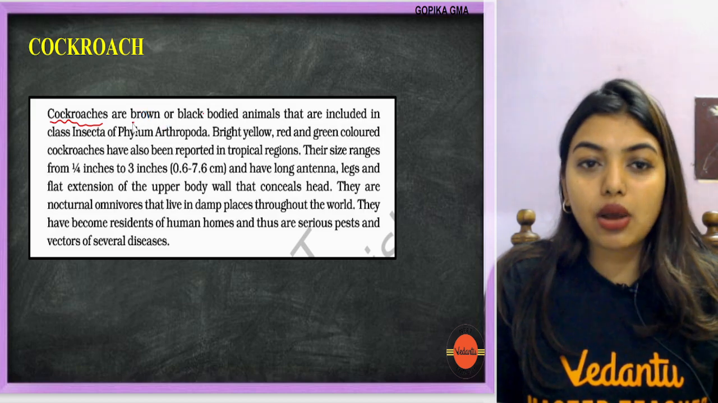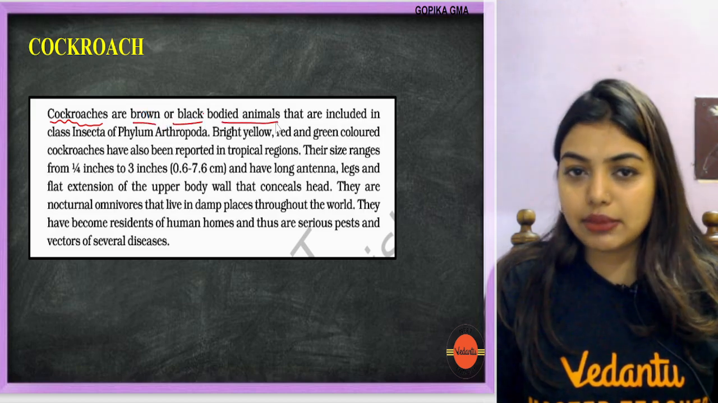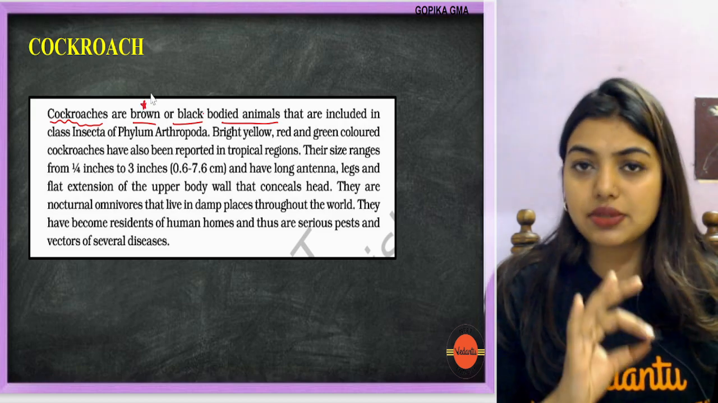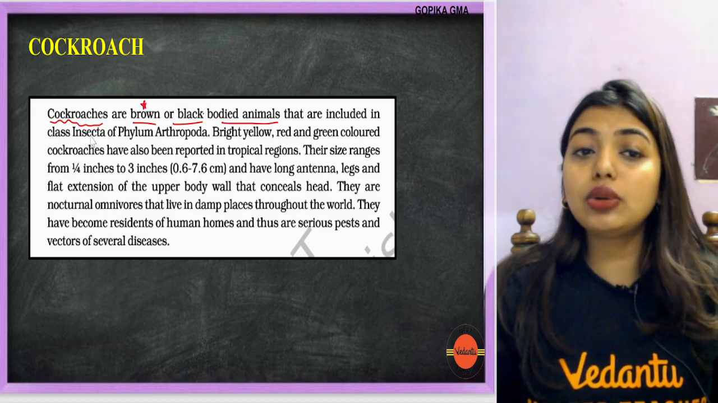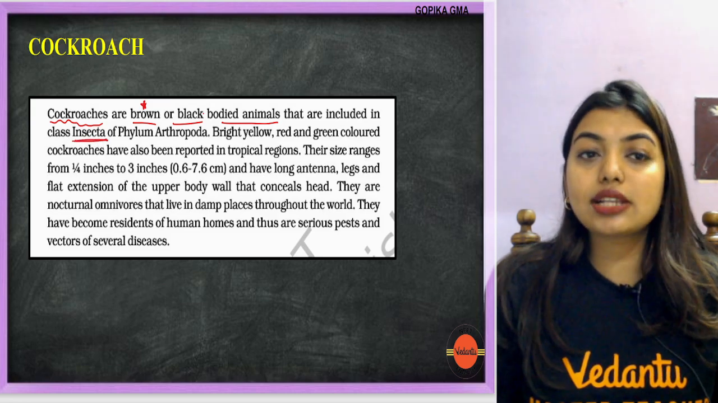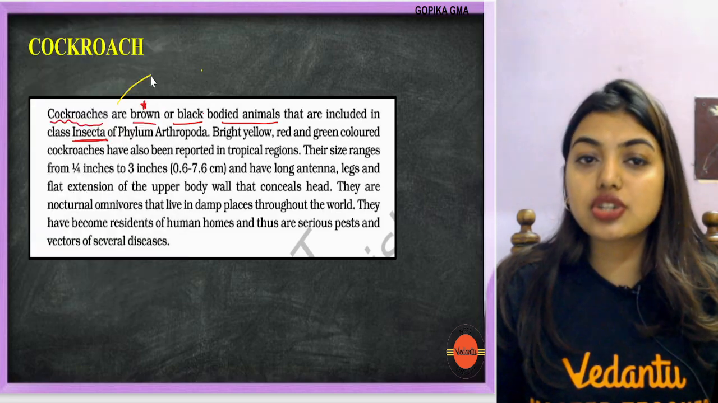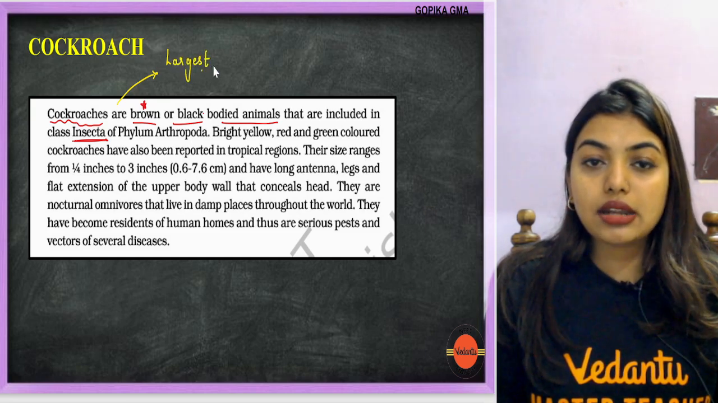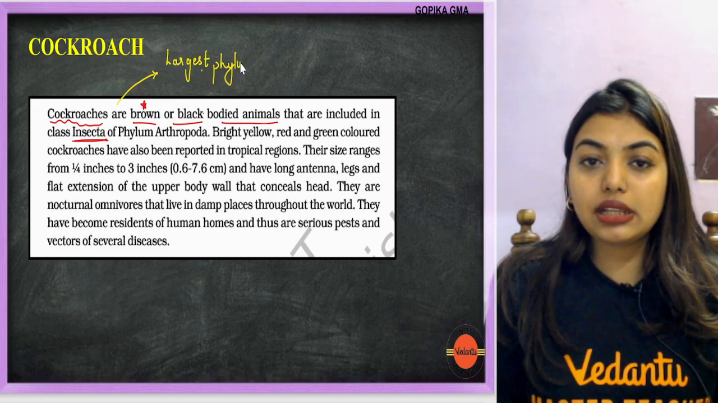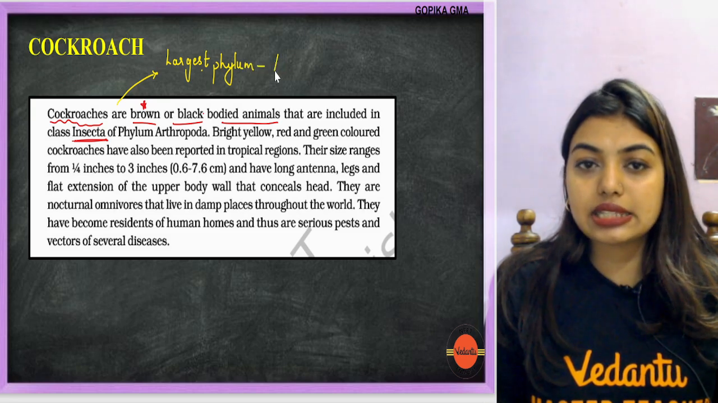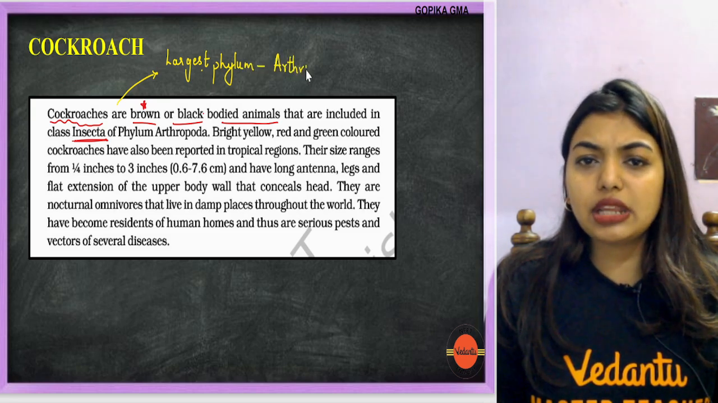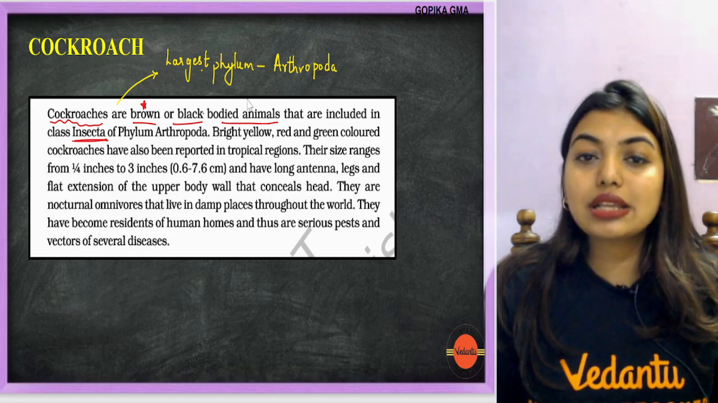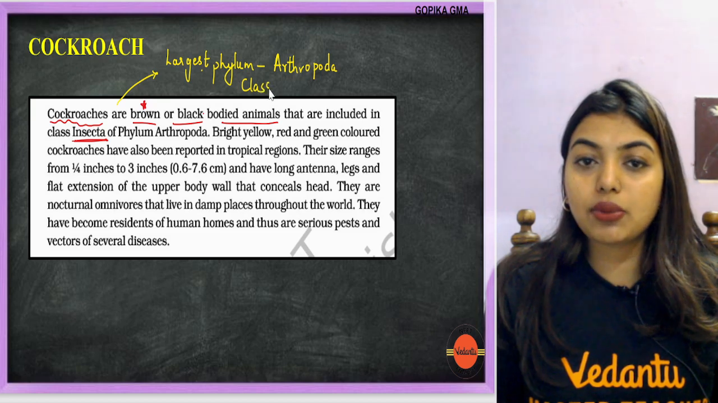Cockroaches are brown or black bodied animals, okay? The general ones that we see are the brown ones, yes or no? They are included in the class Insecta. And students, as all of you know, Arthropoda is one of the largest phyla, okay? The largest phylum is Arthropoda, and the main reason for this is also the class Insecta. If you go anywhere in any part of this world, you will always spot an insect, right? So class Insecta has made Arthropoda one of the biggest phyla.